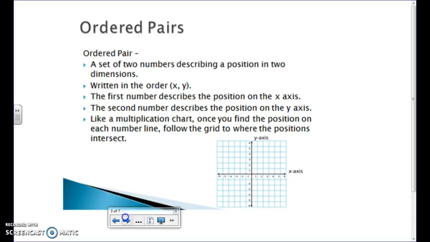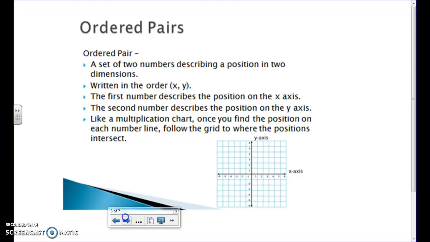The ordered pairs are written in a set x comma y. The x number represents how far left and right you're moving, and the y number represents how far up and down you're moving. They're in alphabetical order always, so if you can remember that the x-axis is sideways and the y-axis is up and down, you should have a good idea of where to go with your point. Okay, so always left and right first, up and down second.